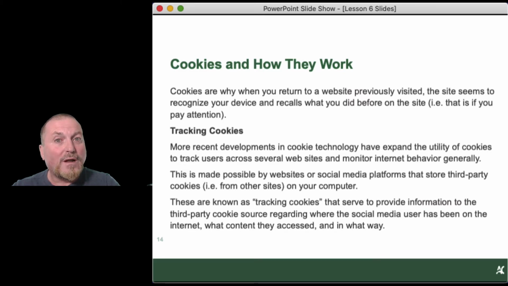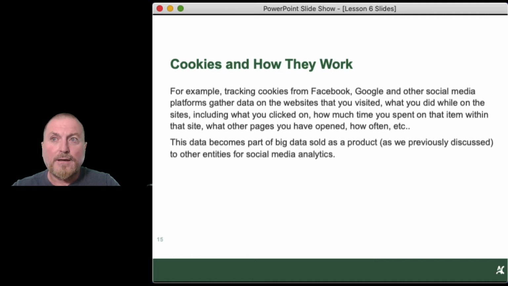What content they accessed and in what way is an incredibly valuable resource for a company that might be spending tens of millions of dollars on marketing each year, right? They can make much better use of that $10 million if they can target it that accurately, correct? For example, the tracking cookies from Facebook, Google, and other social media platforms gather data on the websites that you visited, what you did while on the sites, including what you clicked on, how much time you spent on the item within the site, what pages you have opened, how often, etc. Extremely valuable resource. If I know that about every individual I'm trying to influence, that becomes incredible. Information truly is power, and that's what social media companies sell when they offer you a free service, okay?